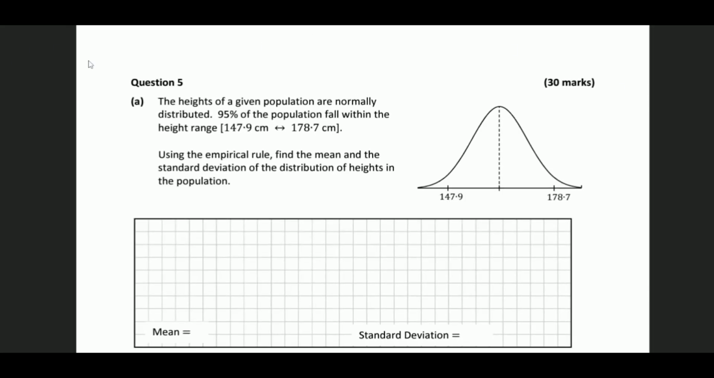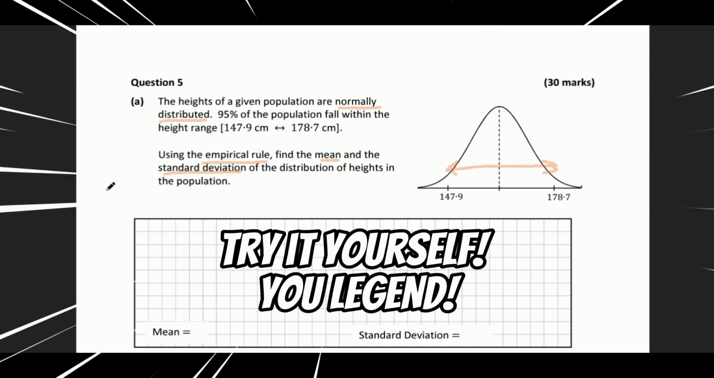Let's have another look at a Leaving Cert question. Okay, so taking a look at the 2021 paper here, in paper 2, sorry, 2021, question 5a was just a short little bit on using the normal distribution. So the heights of a given population are normally distributed, so you're always looking for those keywords there. And 95% of the population falls from here to here. So this represents 95%. So just be careful to read the question nice and carefully. Using the empirical rule, there we go, find the mean and the standard deviation of the distribution of heights in the population. So again, have a go at this yourself and then have a look through the solution and see if you're getting it right.